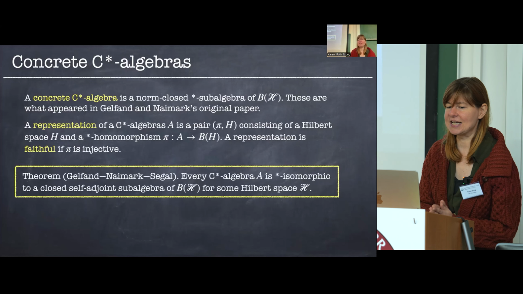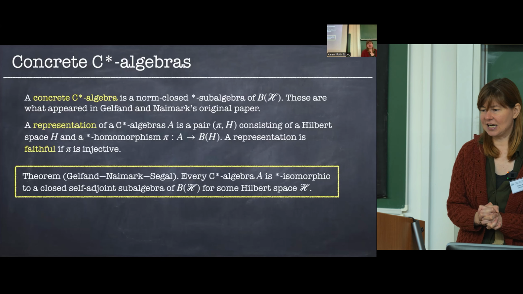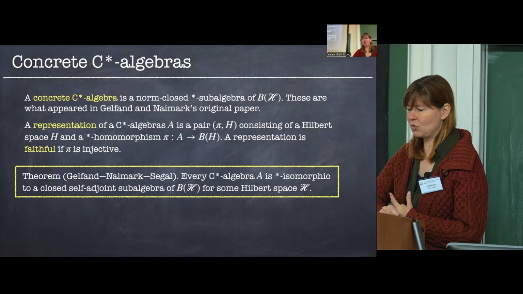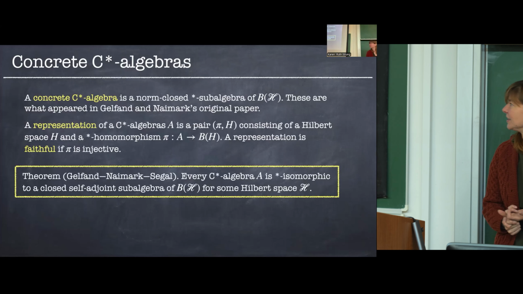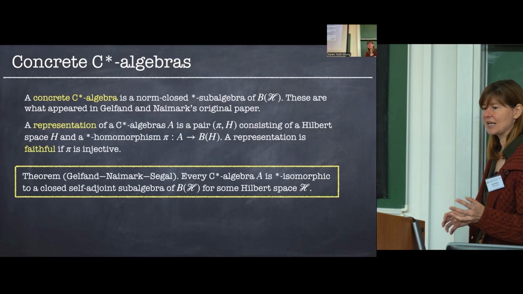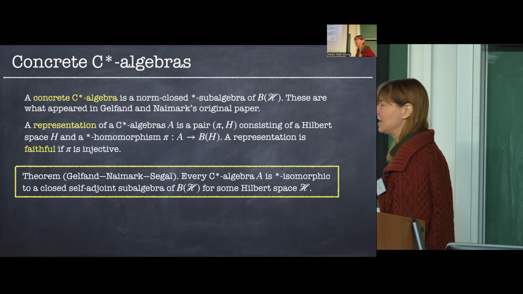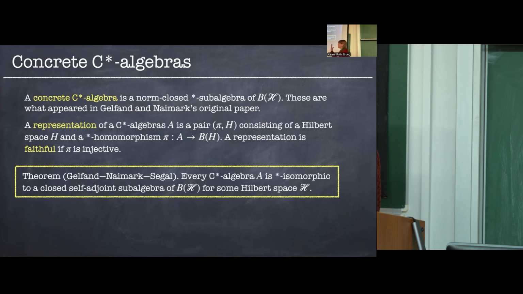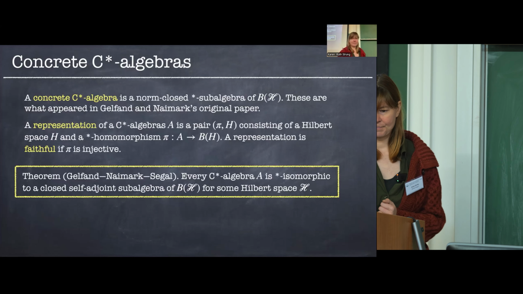And it just so happens that C-star algebras have a lot of representations, and one can show that, in fact, every C-star algebra is star isomorphic to a closed self-adjoint subalgebra of B of H for some Hilbert space H. So in fact, indeed, concrete C-star algebras and abstract C-star algebras are indeed the same. And using representations, one can construct many more examples of C-star algebras.